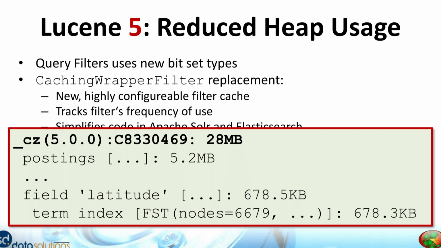So this allows you to better control the heap space required by your application, because you know exactly what your index is using. You can also look at the filter cache. The filter cache also exposes that information. So every bit set tells you how much heap space it is using.